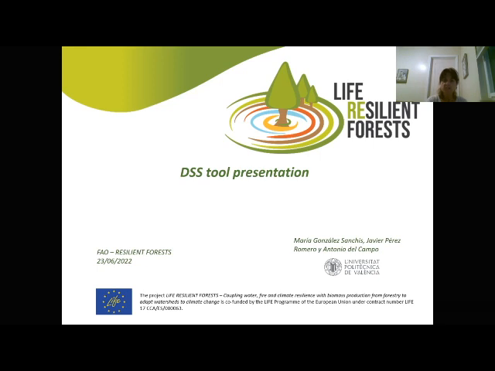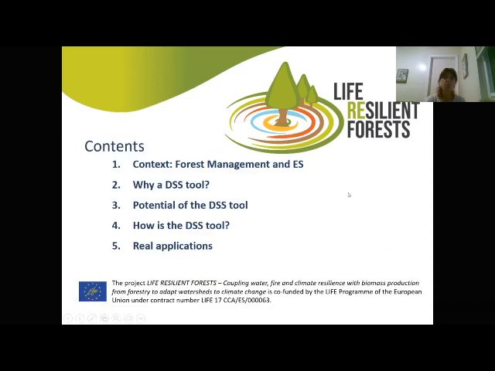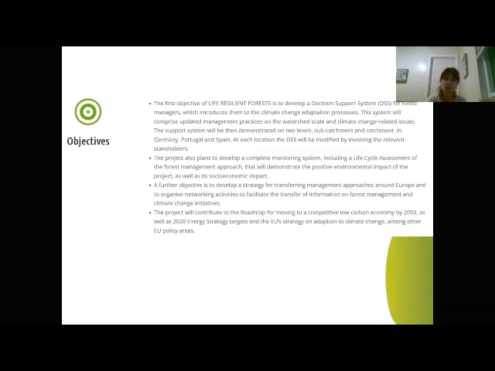I'm going to present the decision support system we have developed in the project Life Resilient Forest. First, I'm going to talk a little bit about forest management and ecosystem services in order to frame the need, or what we think is the need, of this decision support system. Then I'm going to talk about the potential of this DSS tool. Of course, how did we build it? I mean, how does it work? What do I need to make it work? And a real application we just developed.